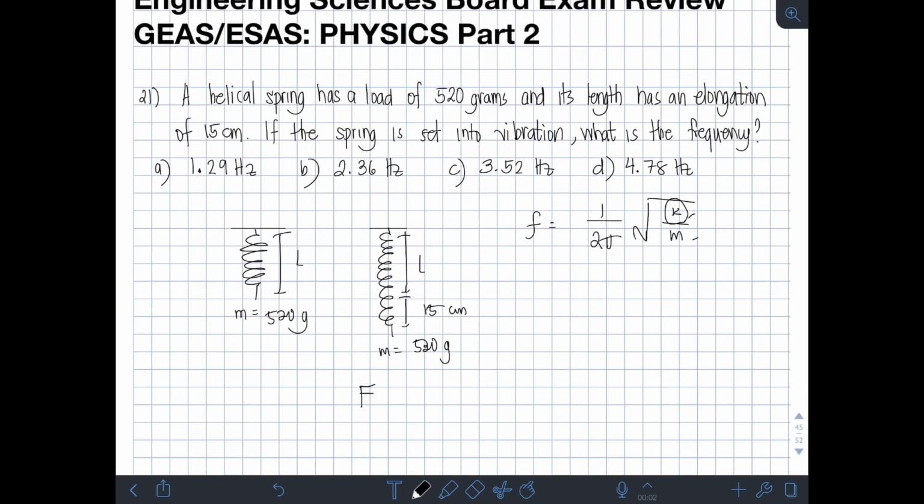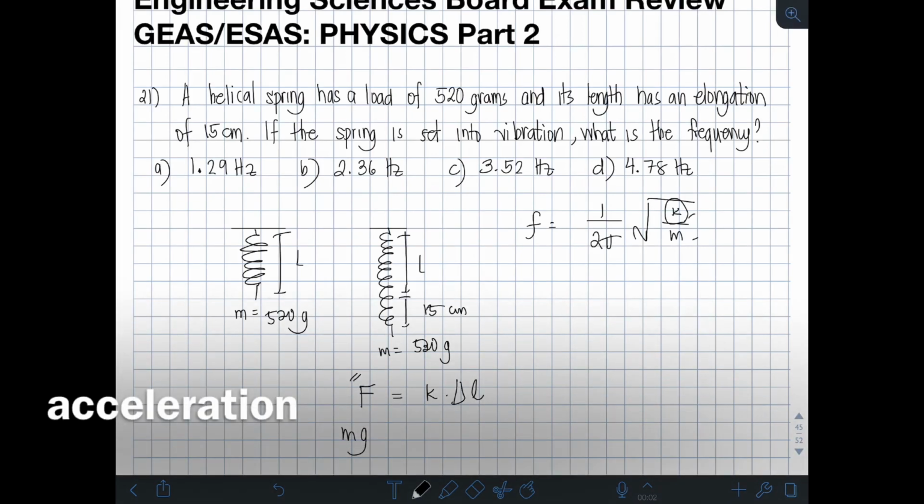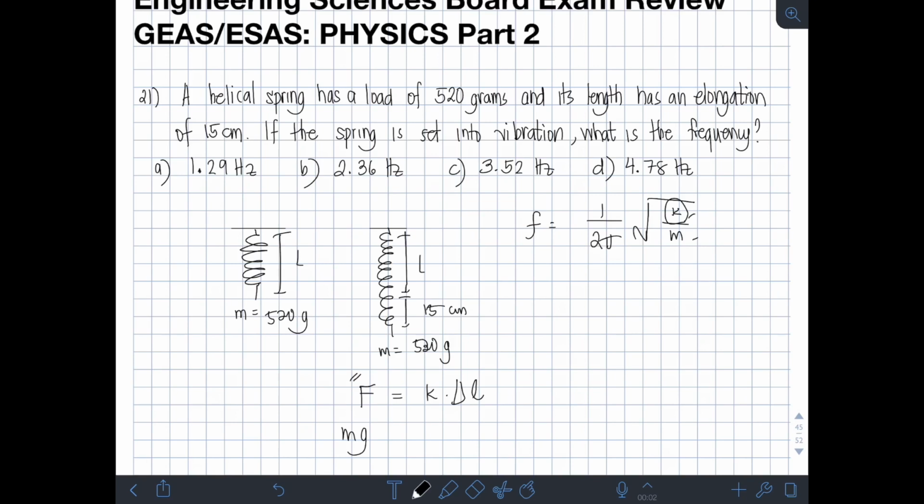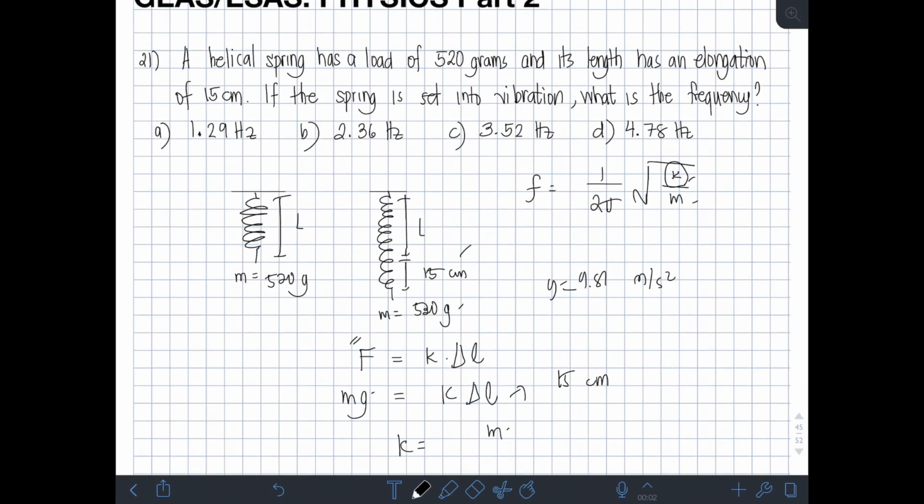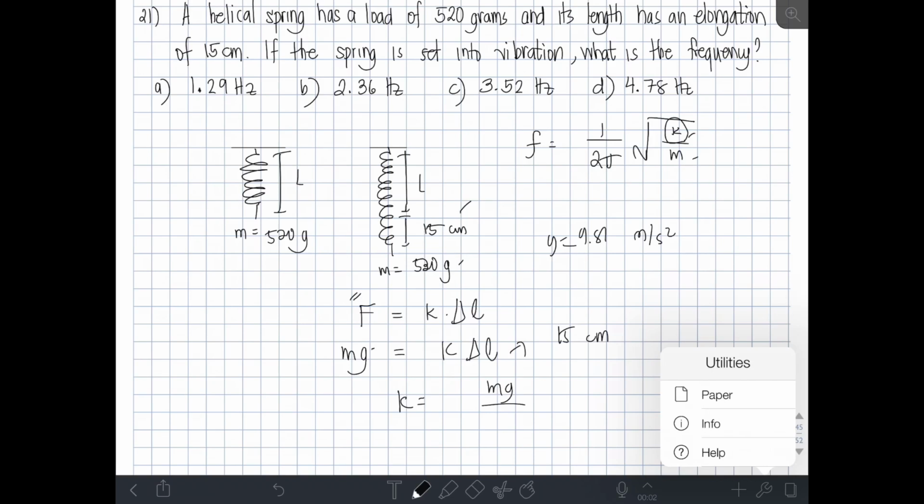So, Hooke's law states that the force applied is directly proportional with proportionality constant k doon sa length of elongation, let's say delta L. Okay? So, yung magsisilbing force dito is yung kanyang weight. So, we have mass times gravitation due to gravity, right? So, mg. So, itong m is given 520 grams and itong g is 9.81 meter per second square. Constant yon. So, equal k delta L. Itong delta L, ito nga yung elongation natin na 15 cm. So, solve natin si k, equal siya sa mg divided by delta L.